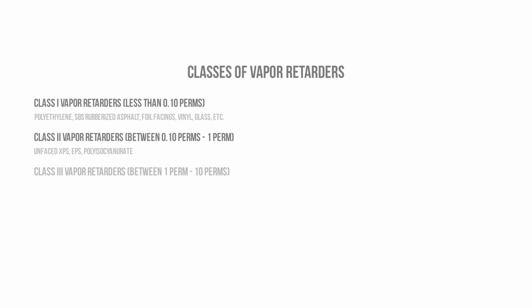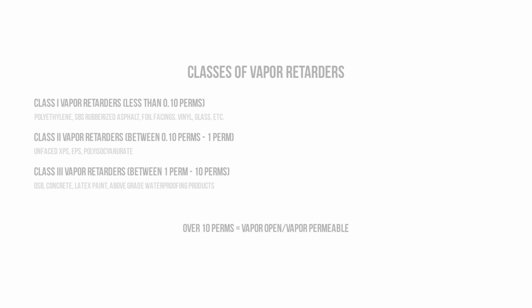And then we have our class 3 vapor retarders, which are between 1 perm and 10 perms. These are materials like OSB, concrete, latex paint, and a lot of waterproofing products. Anything over 10 perms is going to be considered as vapor open or vapor permeable. However, there still are varying degrees of vapor permeance that impact how a building dries.